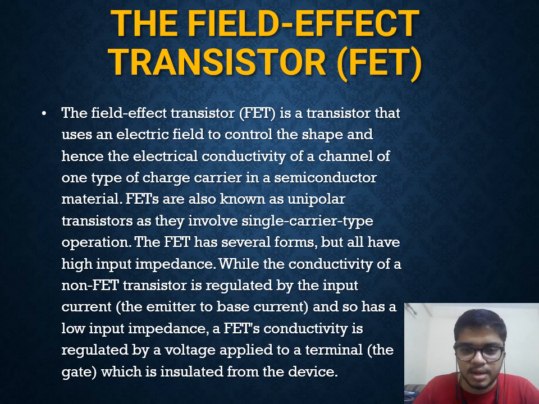Field effect transistors are transistors that use an electric field to control the shape, and hence the electrical conductivity, of the channel of one type of charge carrier in a semiconductor material. It is not an electromagnetic field, it is an electric field. FETs are known as unipolar because they have single carrier type operation, with high input impedance, while the conductivity of non-FET transistors is regulated by the input current and so they have low input impedance. A FET's conductivity is regulated by the voltage applied to a terminal that is insulated from the device.